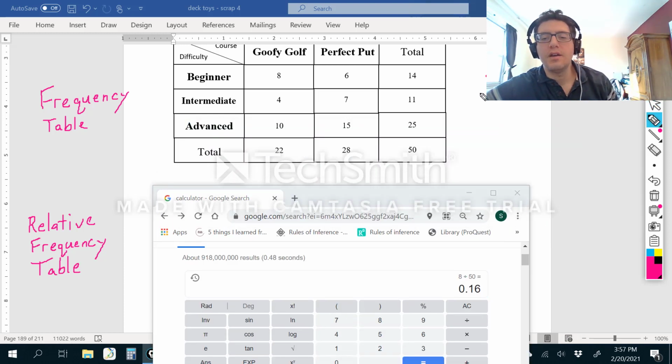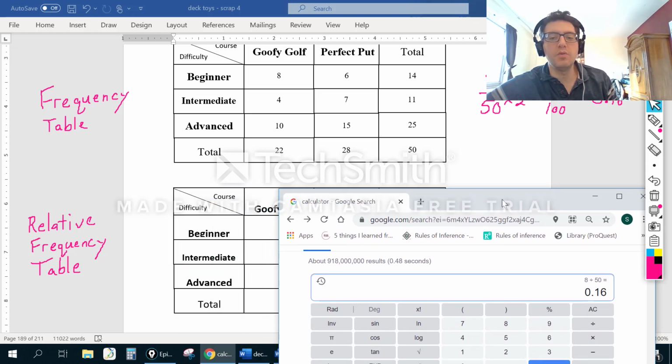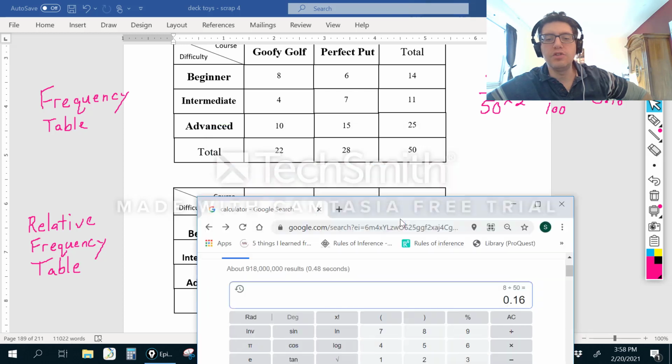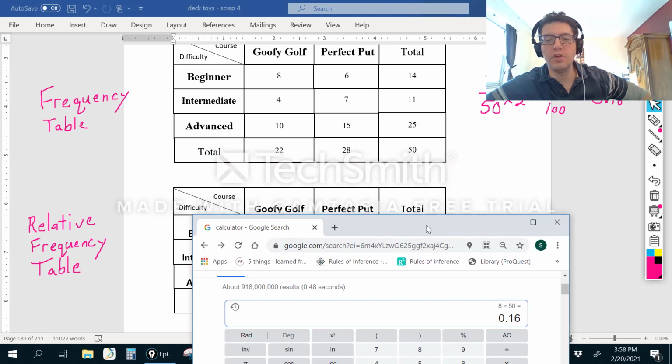So why does that work? Well, because 8 over 50, if I multiply the numerator and the denominator by 2, then the denominator becomes 100, and then I get 16 over here, and 16 over 100 is just 16 hundredths. Okay, so that's why that little trick works. So basically for all of these, just to get the answers quickly, I'm going to multiply by 2 and then just put that number after the decimal. But really, in general, if you want to get the relative frequency for something, you just take the number and you divide it by the grand total over here. That's all you need to do.